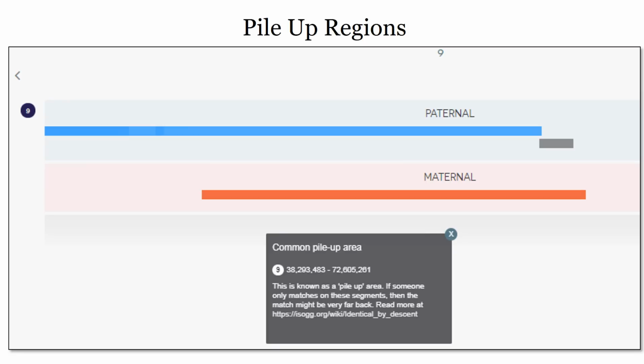Now we know there are regions of the chromosomes where you tend to share DNA with more people than you otherwise reasonably should based on the size of the databases. And that suggests that these segments are more common within the population. We want to be aware of this because we need to be very careful about making assumptions based on these pileup areas without at least considering the fact that it could be a pileup.